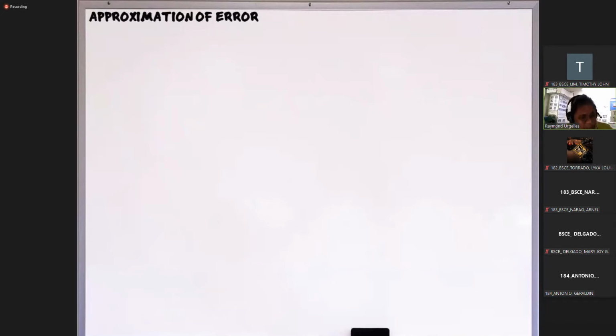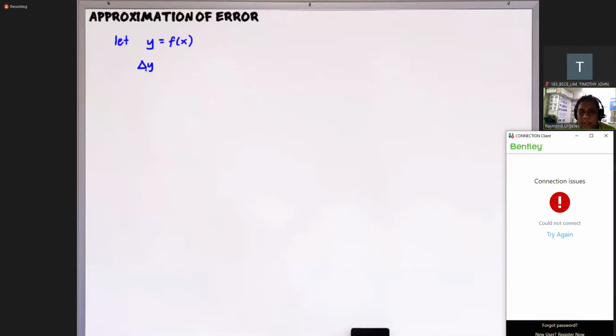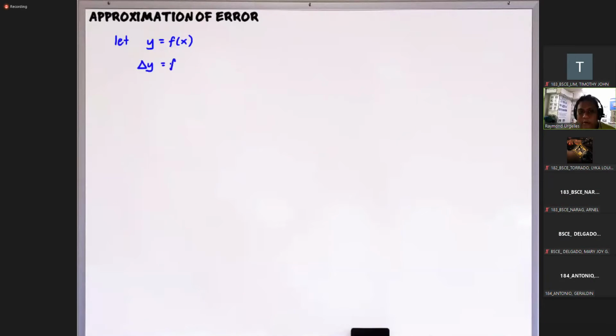So let's discuss yung approximation of error. Sa approximation of error, gagamit lang tayo ng differential. Ito lang yung tatandaan natin. If let's say we are given function y, which is given by f of x. If we want to get yung tinatawag natin as the actual error, or the real error, kailangan lang natin i-calculate is yung delta y, which is basically equal to f2 of x minus f1 of x. Ito yung tinatawag natin as the actual error.